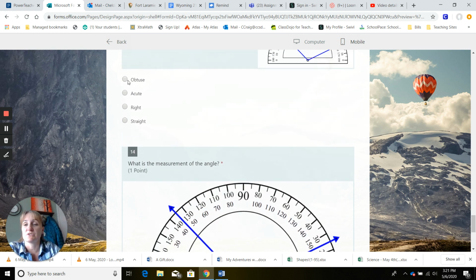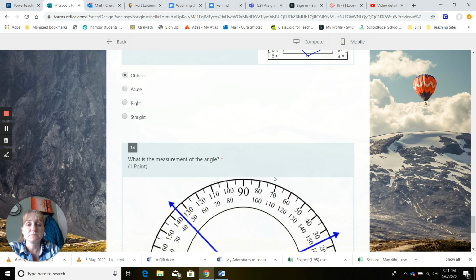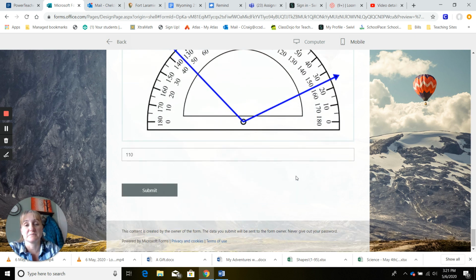Okay, if it's 110 degrees, that makes number 13 up here obtuse, correct? Just don't forget to go back and answer that.